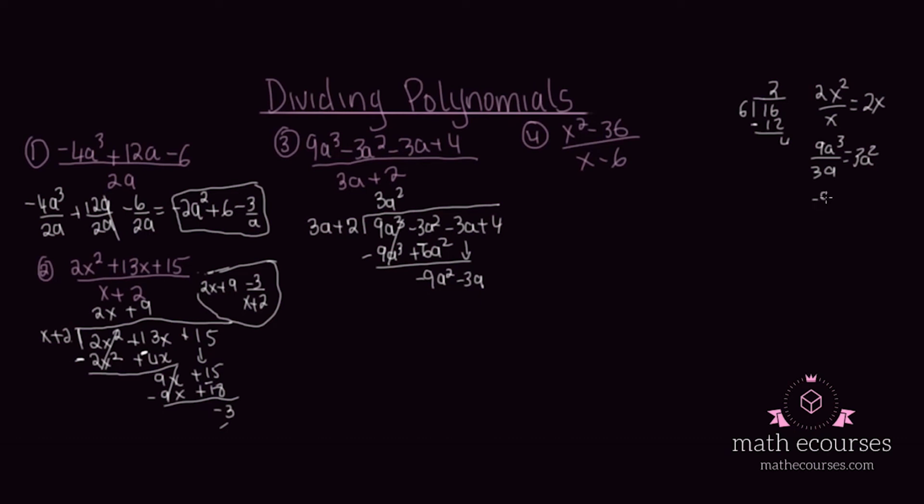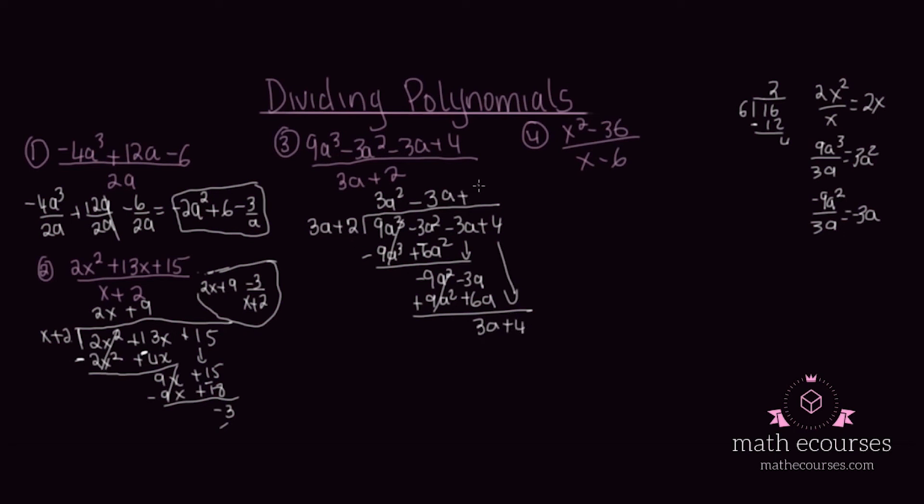So now I have negative 9a squared over 3a. Negative 9 divided by 3 is negative 3. Subtract those exponents to get 1. So I get negative 3a. Then multiply. Negative 3a times 3a is negative 9a squared. See, again, we got the same thing. Negative 3a times 2 is a negative 6a. Change those signs. So negative 9 plus 9 is 0. Negative 3 plus 6 is 3a. Drop your last term and repeat.